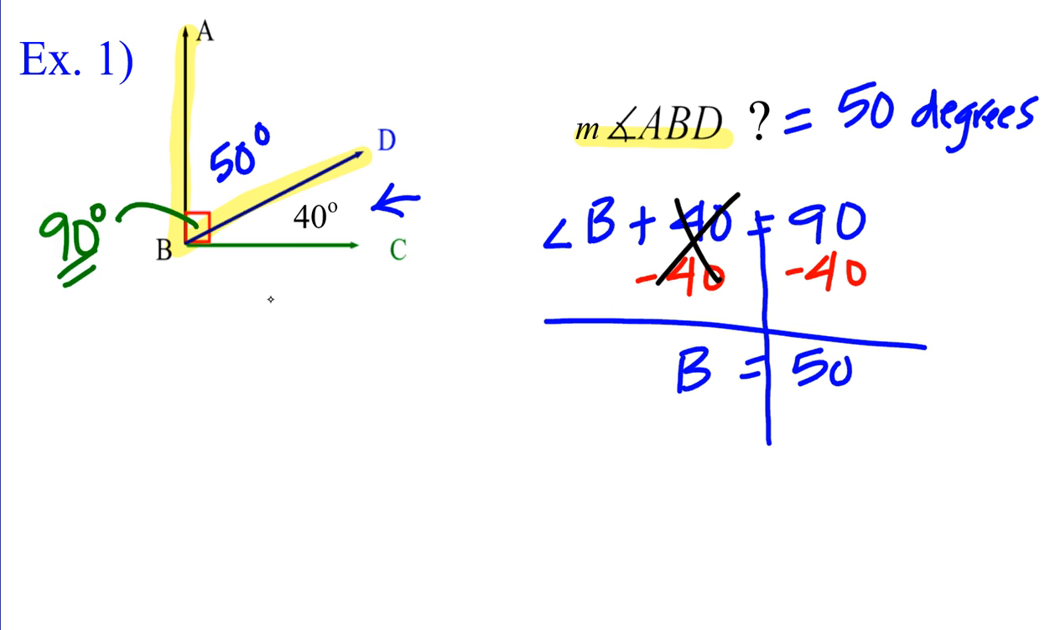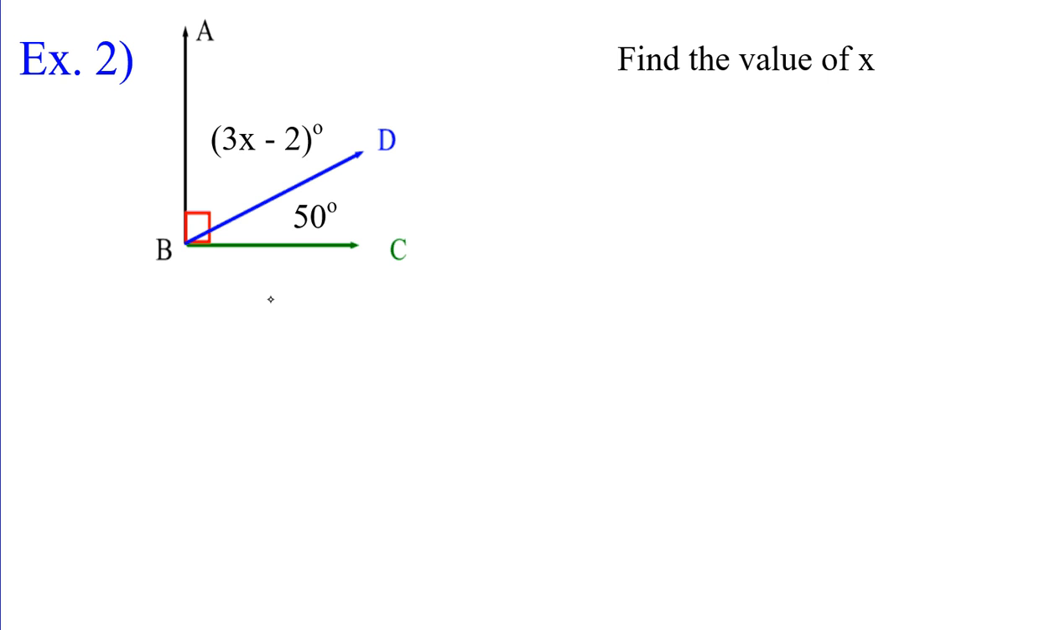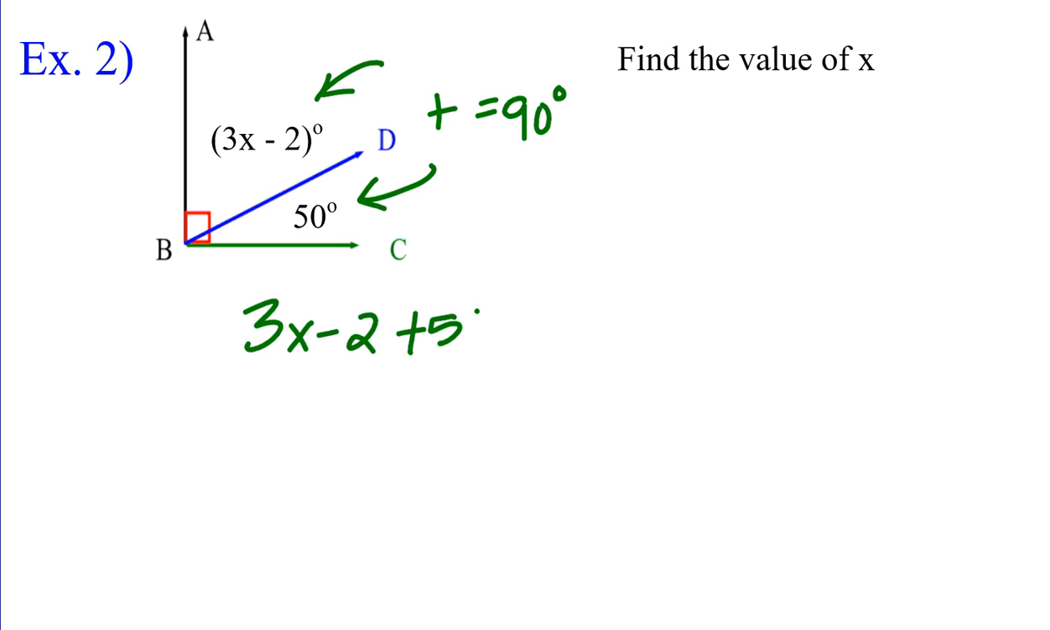Now, what if it looked a little bit more like this, and we have to do a little bit more algebra? What we do know is that both of these together, this angle ABD and angle DBC, which is 50, if we add them up together, we're going to get that right angle, or 90 degrees. So let's write what that would look like. That would be 3x minus 2 plus 50 altogether equals 90.